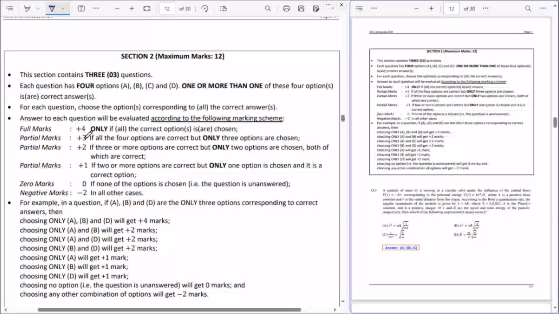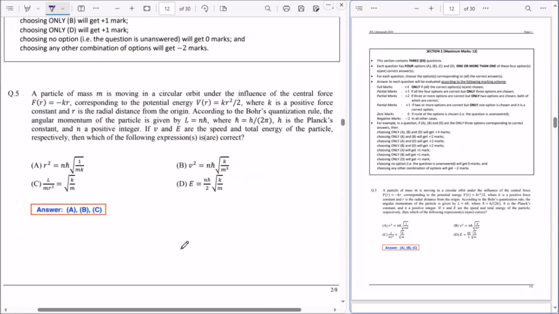If you choose all correct options, then you will get 4. If all 4 options are correct but only 3 options are chosen, you will get plus 3. If 3 or more options are correct but only 2 options are chosen, both of which are correct, plus 2. If 2 or more options are correct but only one option is chosen and it is a correct option, plus 1. If you do not attempt, you are not going to get any marks. Otherwise, if you choose any one wrong option, you are going to get minus 2 marks. Let us see the questions.